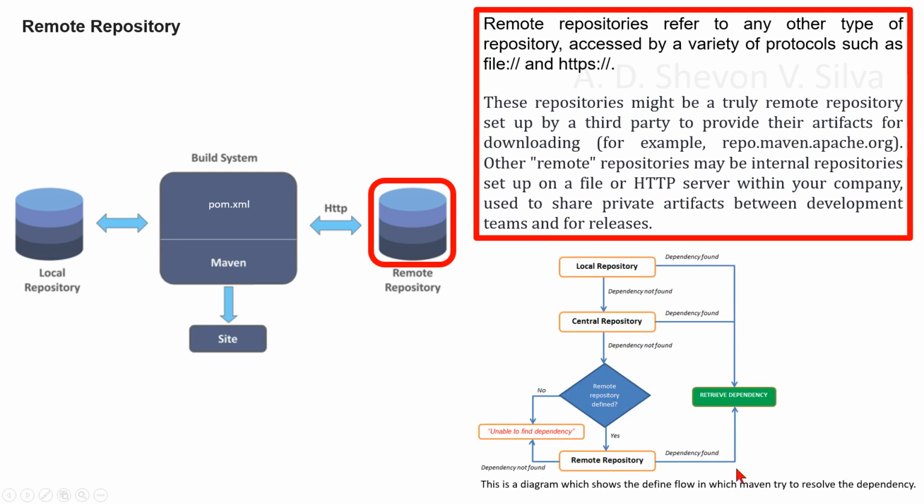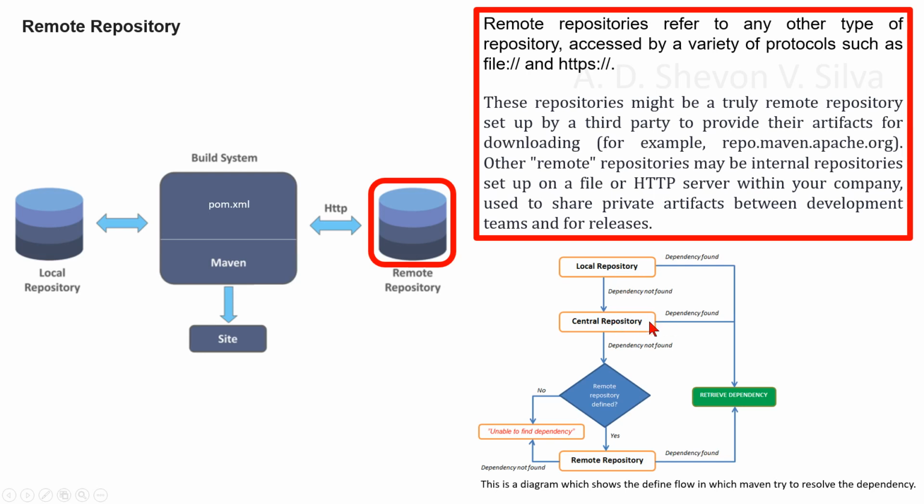Here this is the diagram which shows the defined flow in which Maven resolves dependency. Here you can see the local repository. If the dependency is found, it will then retrieve the dependency. It's connected to retrieve dependency, and if the dependency is not found in the local repository, it is connected to the central repository.